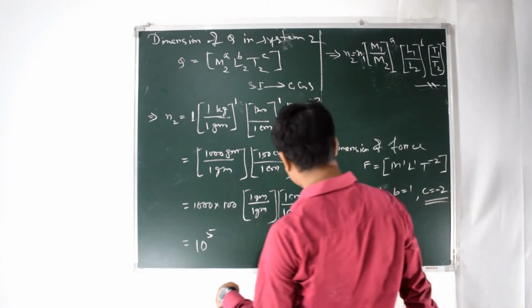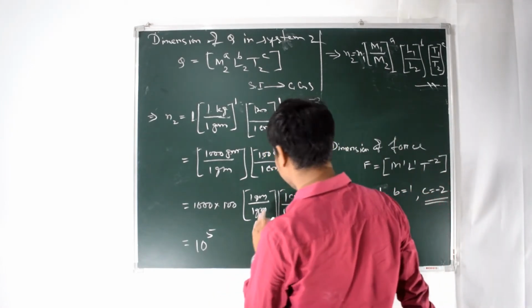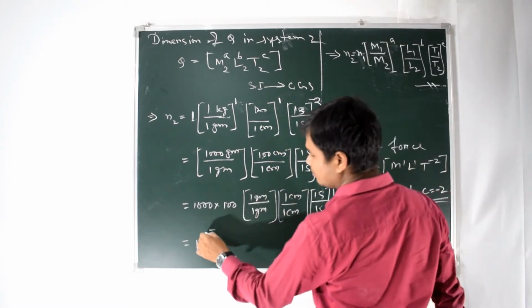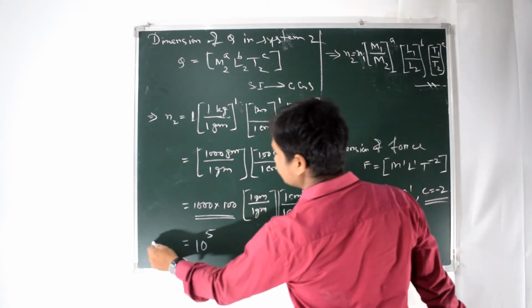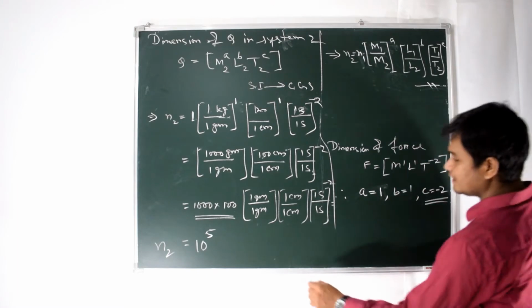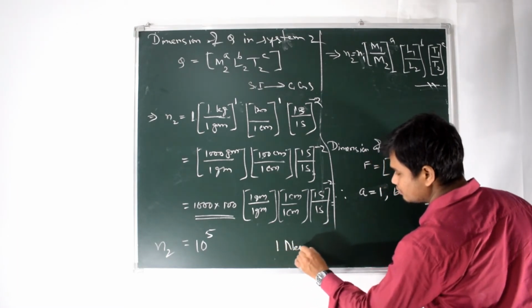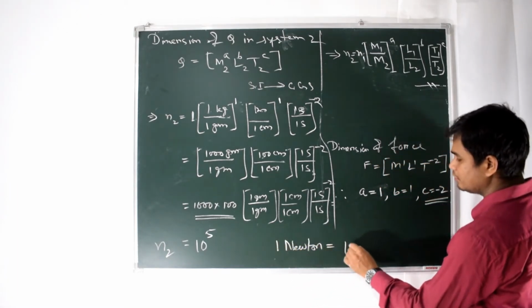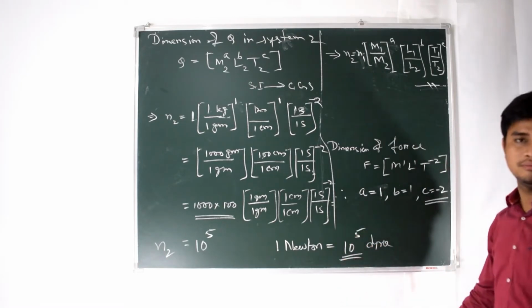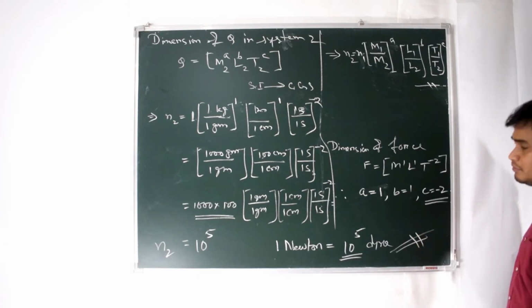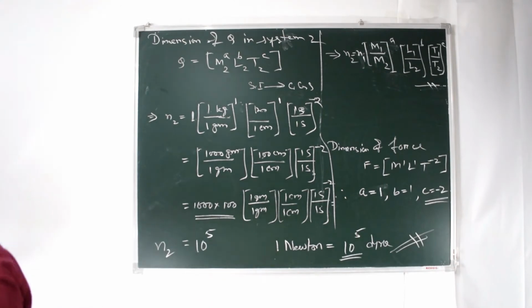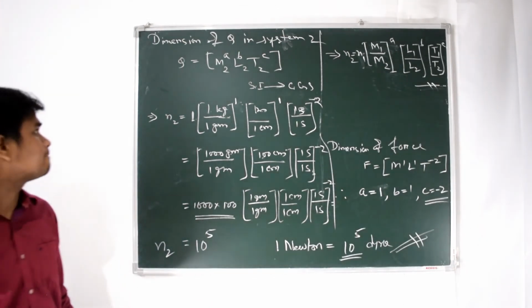Okay, you should not be concerned with this part. We are concerned only about this part. So what is the value of this? The unit is 10 to the power 5. So the result is: 1 Newton is equal to 10 to the power 5 dyne. Here you can convert one system to another system like this. Clear?